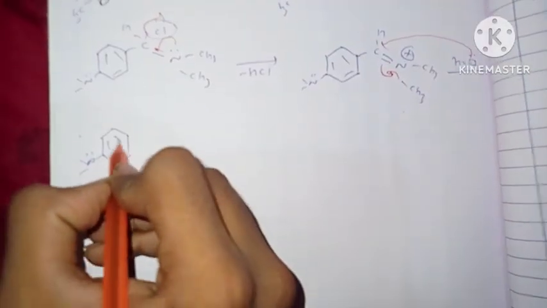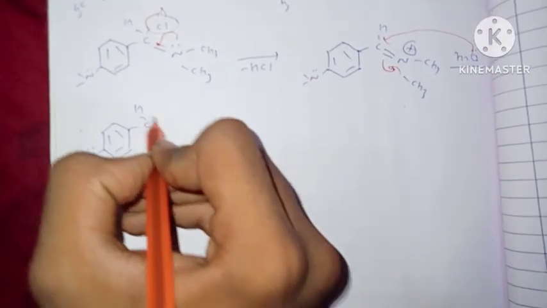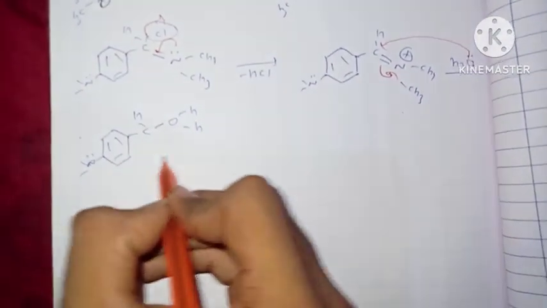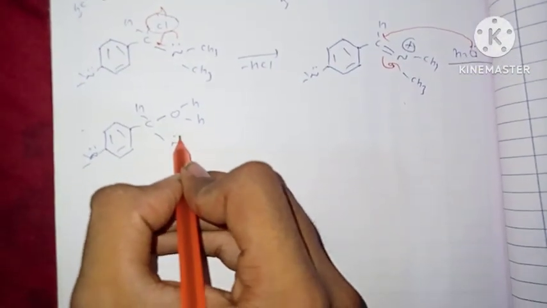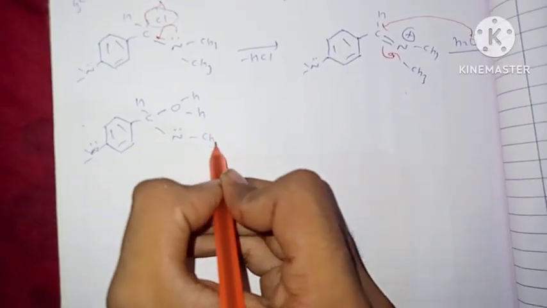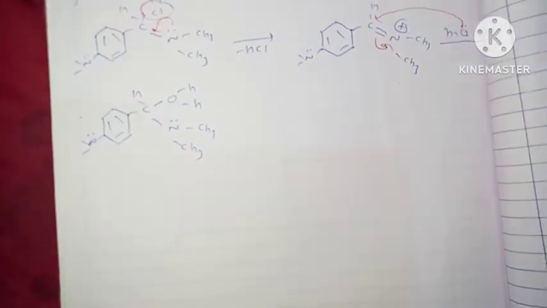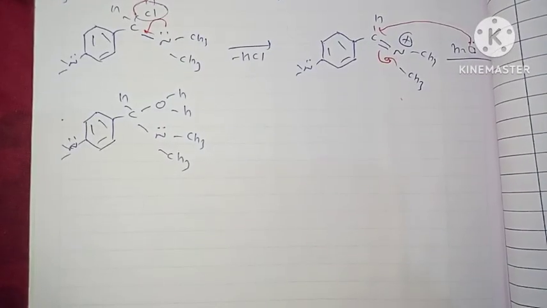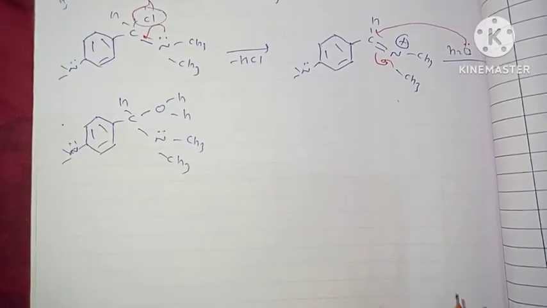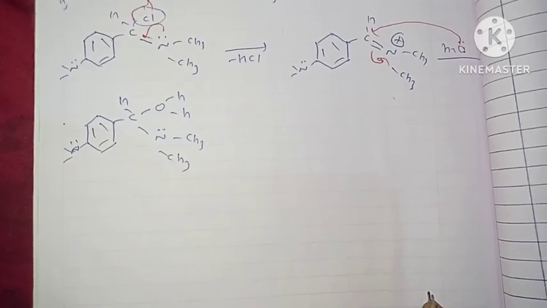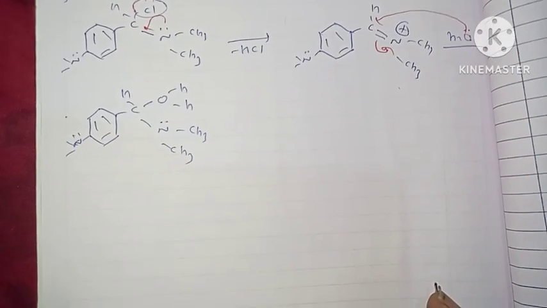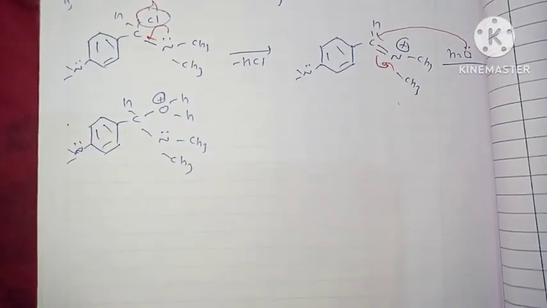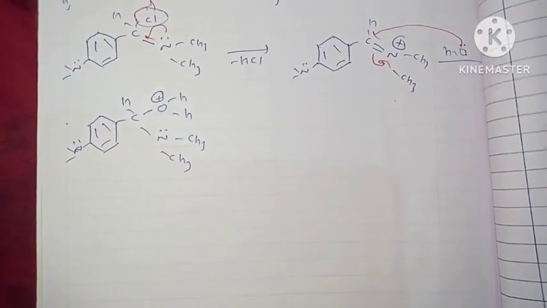Nitrogen to methyl group, this carbon having hydrogen, and here attachment of H2O, means oxygen to H plus. Nitrogen regains its lone pair to methyl group. Okay, here oxygen having 3 valency, that's why it carries a positive charge.